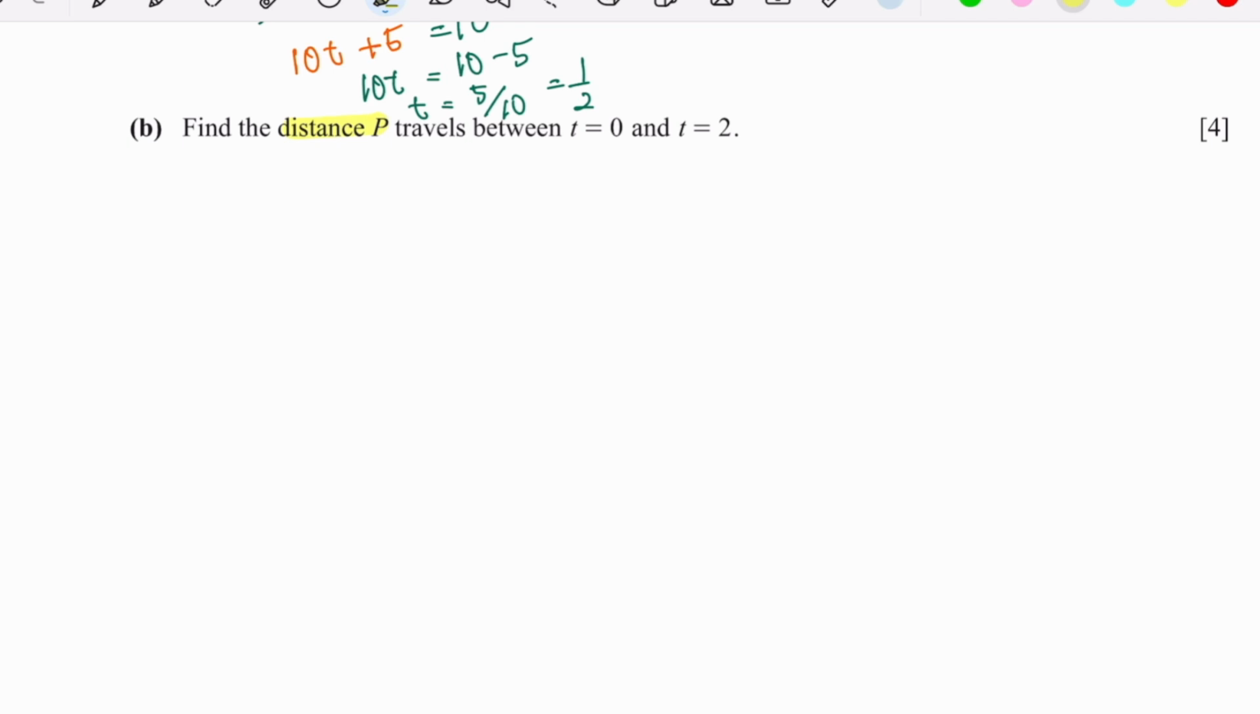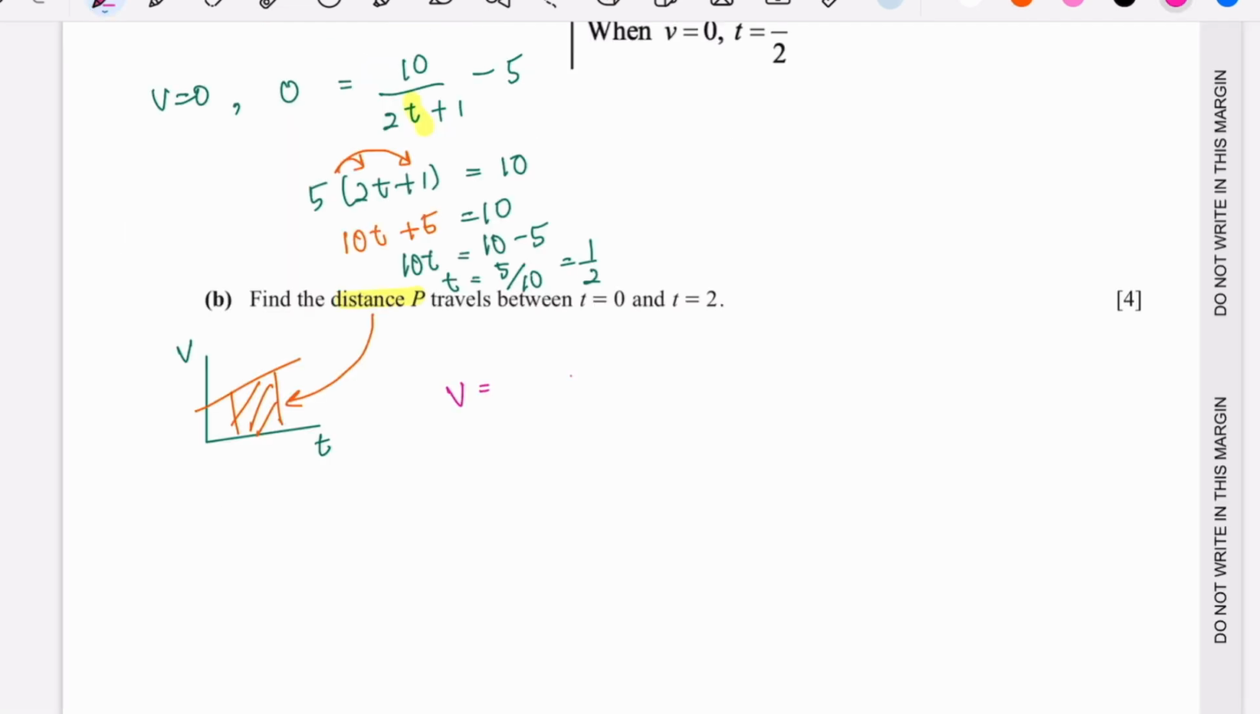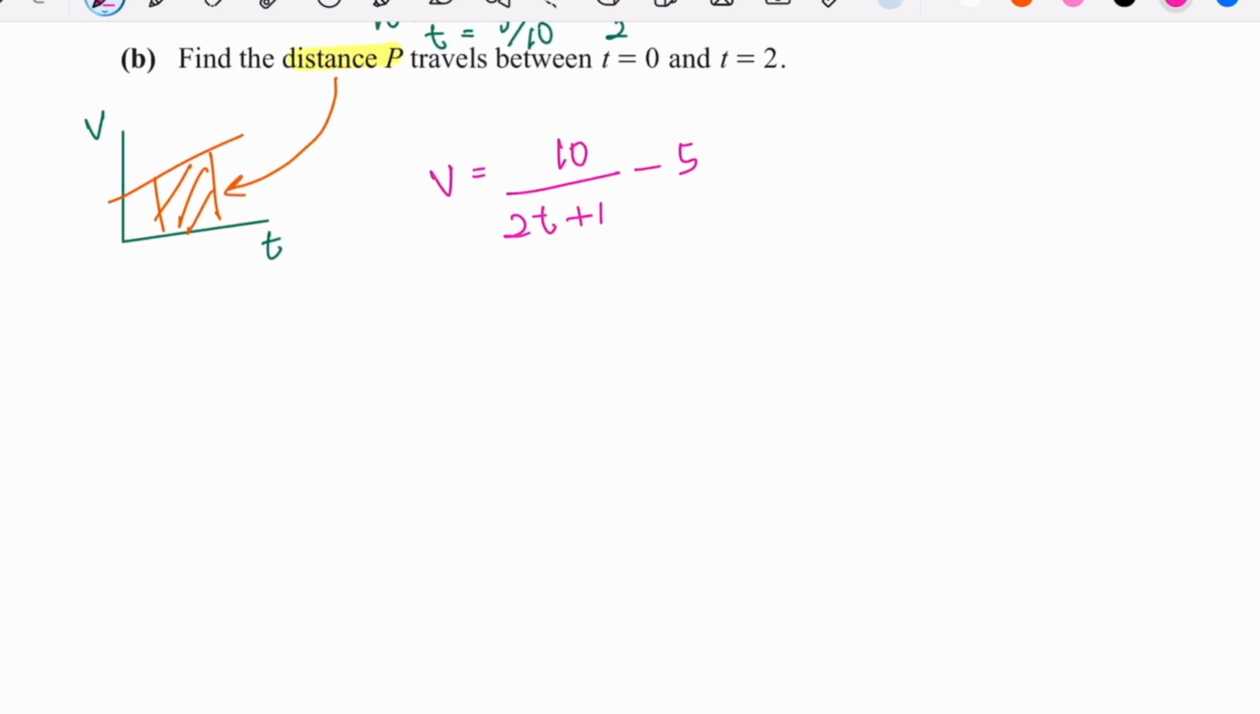Find the distance. We know that every time we have a velocity-time graph, the area under the graph will be the distance. You want to know how far it has been traveling from 0 to 2. Basically, it's integration from 0 to 2 of the velocity function.